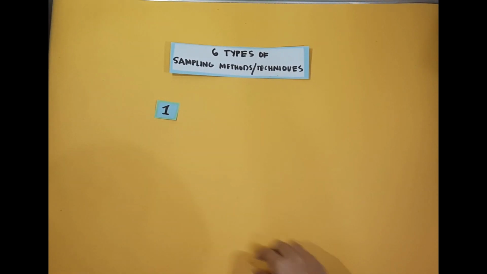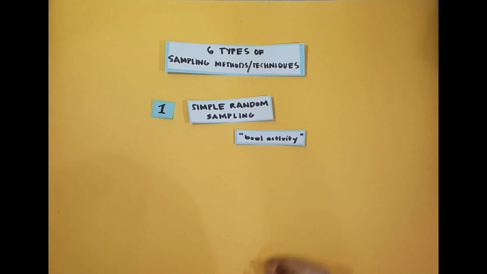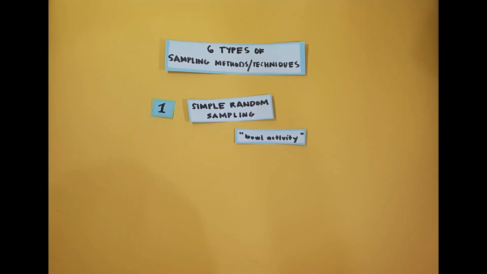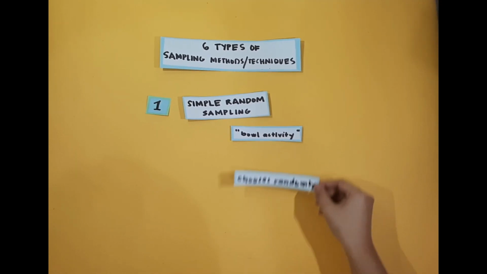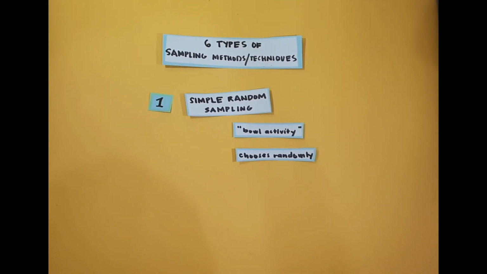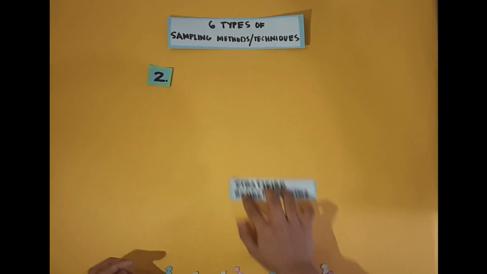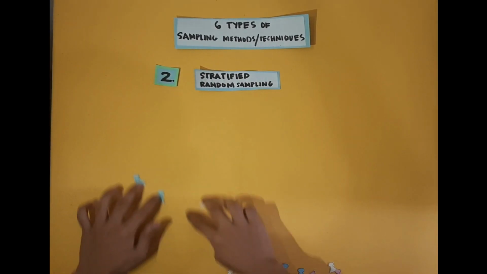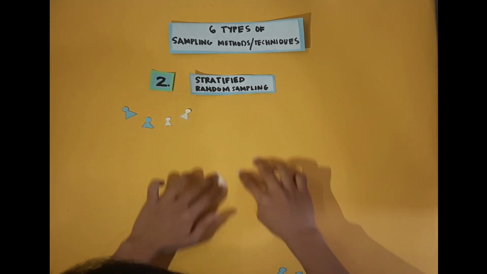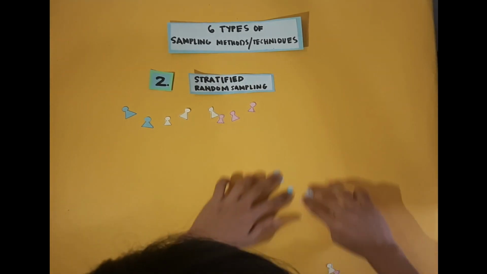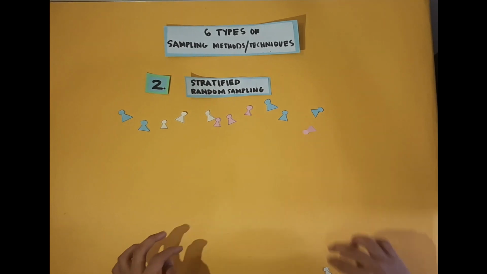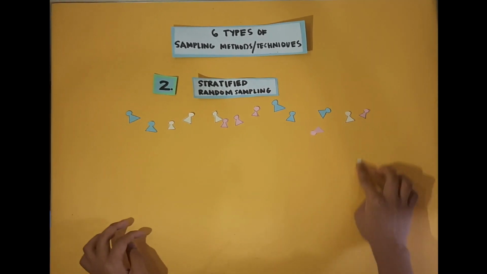First, we have the simple random sampling method, also known as the bowl activity or the computer-generated number. This method simply chooses randomly among the population. The second sampling technique is the stratified sampling method. This is a method used when the population is divided into different groups or classes. But in this case, all groups must be represented.